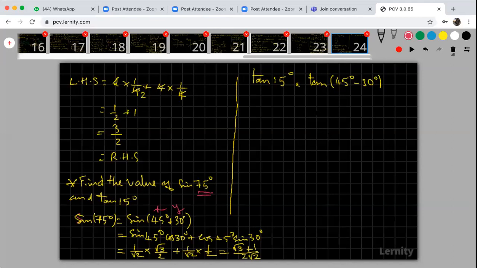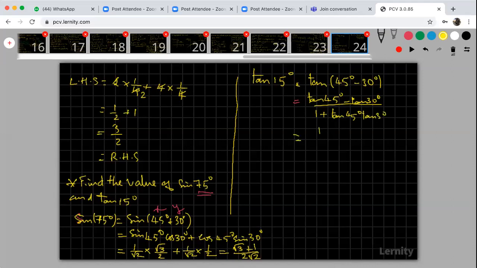Okay, right now look at that. So tan of 45 minus 30, we have a formula for tan x minus tan y. What is the tan x minus tan y formula? My x is 45, y is 30. Tan 45 minus tan 30 divided by 1 plus tan 45 tan 30.